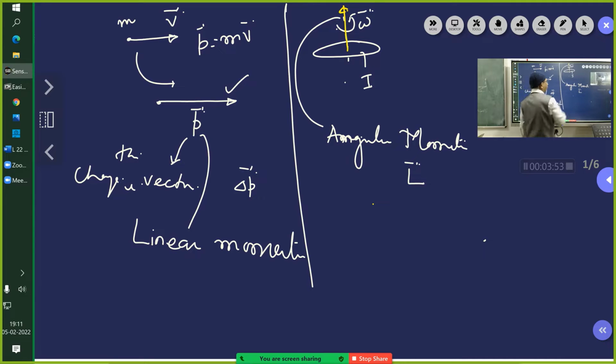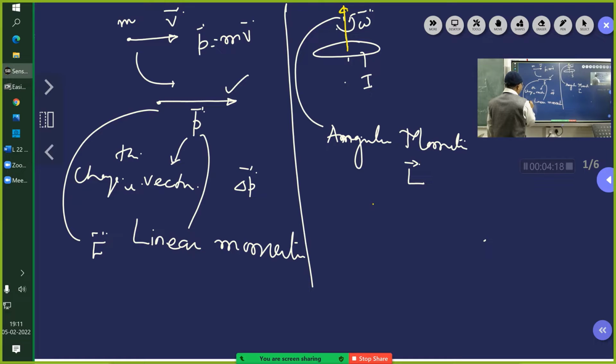Now, this angular momentum vector has got both magnitude and direction. If you want to change this angular momentum vector, what have you got to do? Provide external torque. See, for this to change, you will provide external force. For this to change, you will provide external torque. Then only this vector can be changed. Otherwise, you cannot change. Okay? Is it clear?